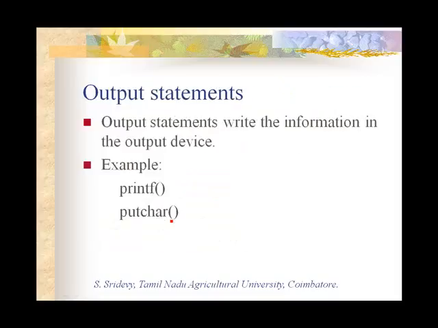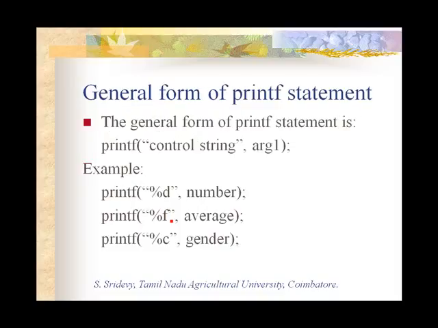Output statements. Output statements write the information to the output device. Examples are printf, putchar or put char. Let us see the general form of the printf statement. The general form of the printf statement is printf, control string within double quotes, then argument 1. If you have a list, you can separate it with commas: argument 1, argument 2, argument 3, and so on.